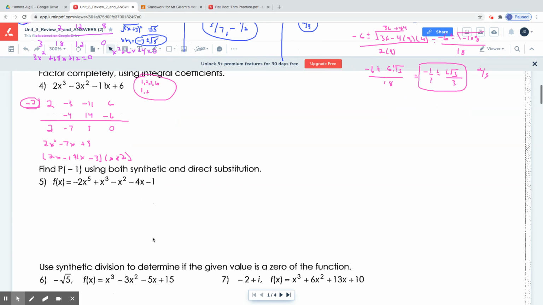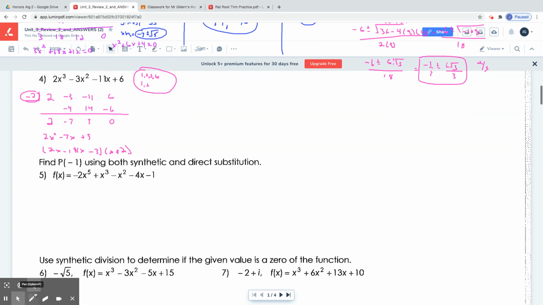All right, now 5 gives you nice, easy directions. It says find this using both synthetic and direct. All right, so let's do direct first. Direct is where we literally directly plug in -1 right in for every x. For every x, I'm going to put parentheses and I'm going to put the -1.